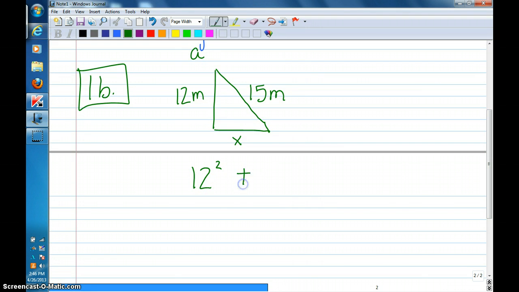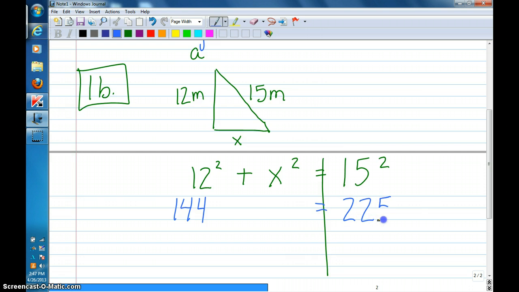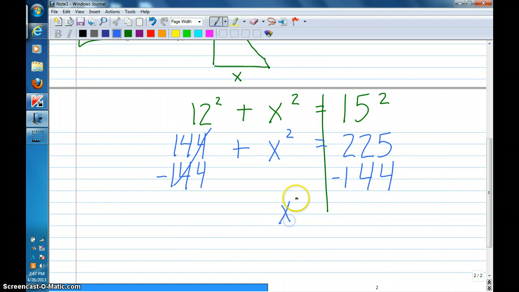12 squared plus, I don't know the other leg, x squared, is equal to 15 squared. It turns into just a two-step line problem. So I'm going to solve. I know I have 144, and I'm left with 225 on this side. I'm going to subtract 144 from both sides. Go ahead, double check that math, see what we are left with. We should get 81.